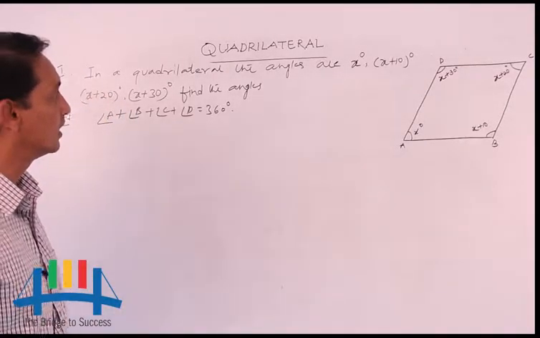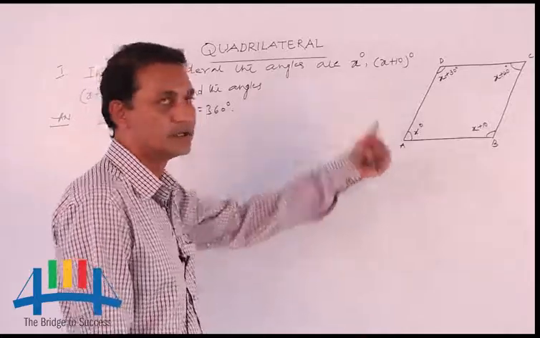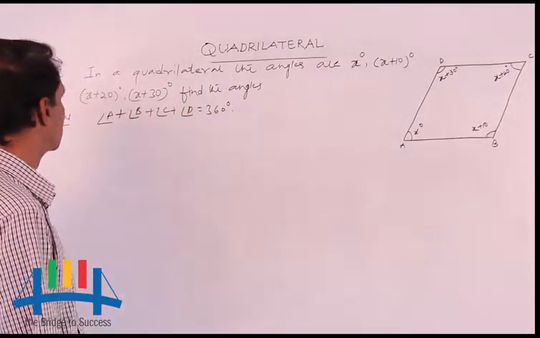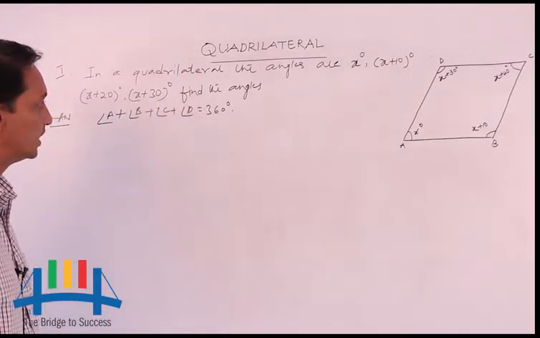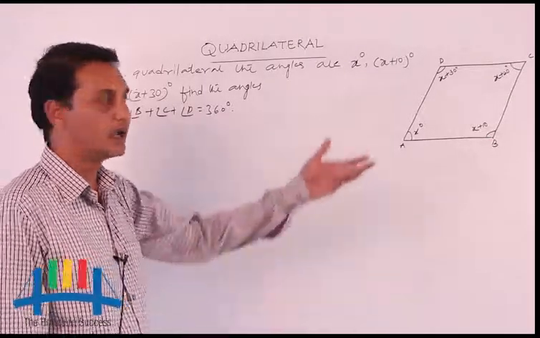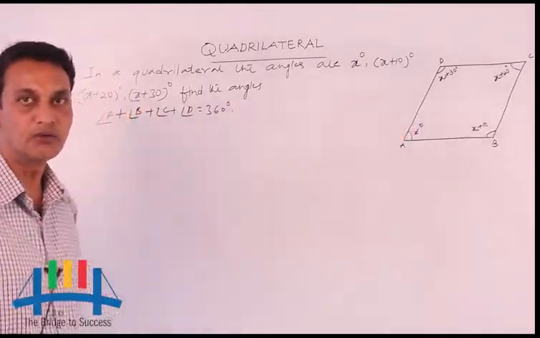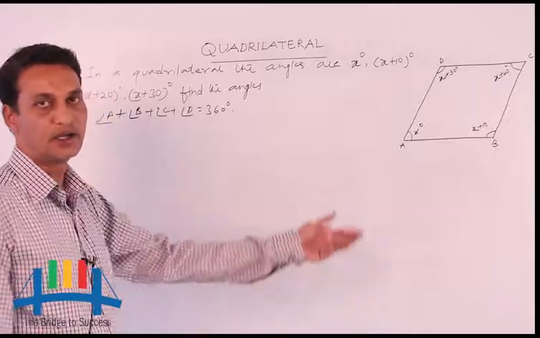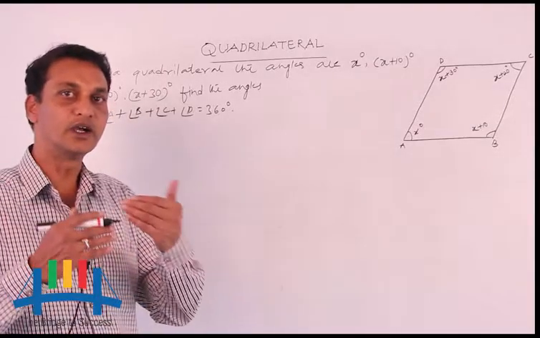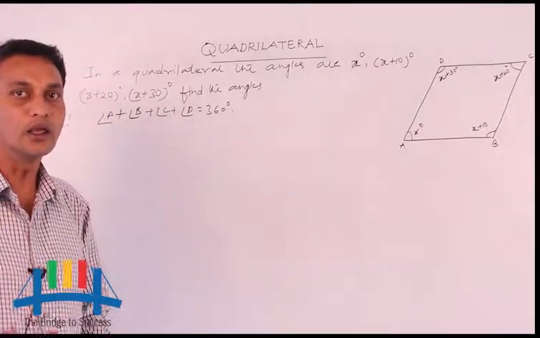In a quadrilateral, the angles are given as x degrees, x plus 10 degrees, x plus 20 degrees and x plus 30 degrees. Find the angles. The angles are not given directly but in terms of x. So we have to find the value of x. If we are able to find the value of x, then we can write all the angles.